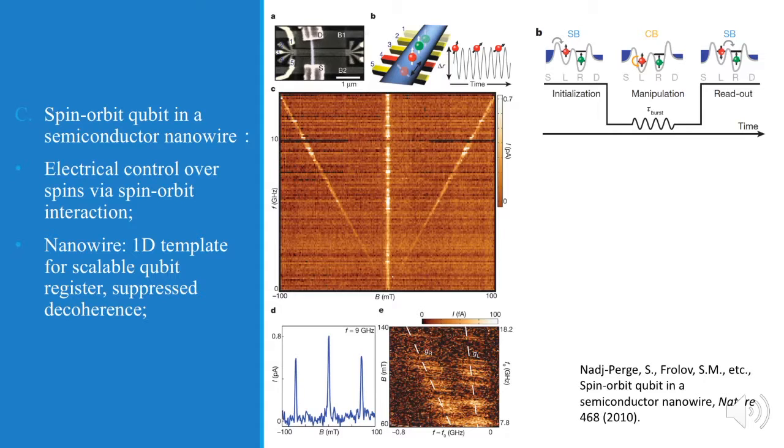And then I would like to talk about the spin orbit qubit in a semiconductor nanowire. Here we implement spin orbit qubit in an indium arsenide nanowire, where the spin orbit interaction is so strong that spin and orbital motion can no longer be separated. Nanowires offer various advantages for quantum computing. They can serve as one-dimensional templates for scalable qubit registers, and it is possible to vary the material even during wire growth. Such flexibility can be used to design wires with suppressed decoherence and to push semiconductor qubit fidelities towards error correction levels.